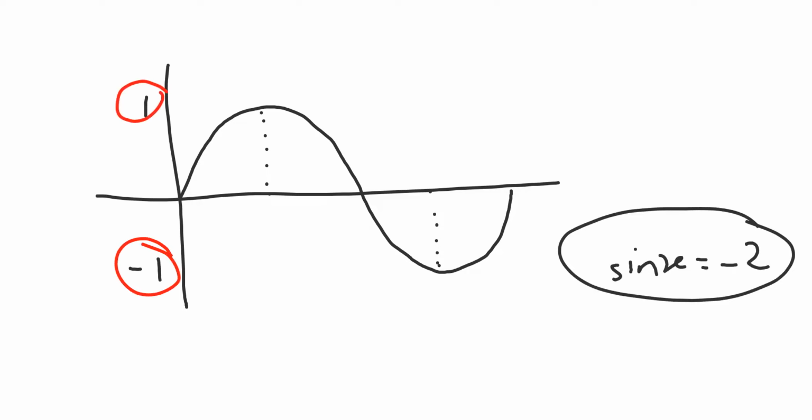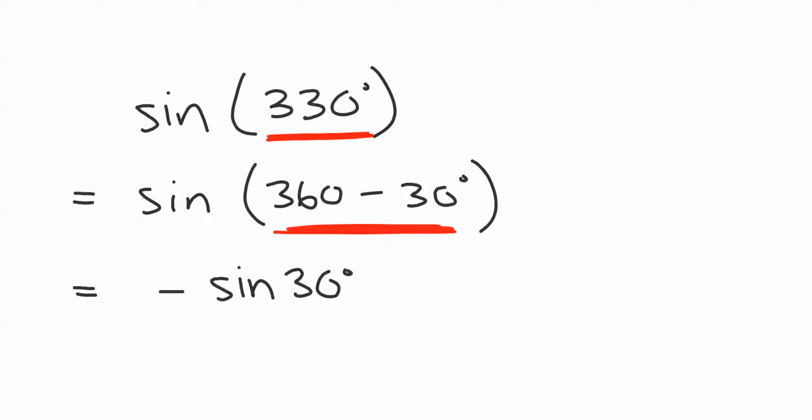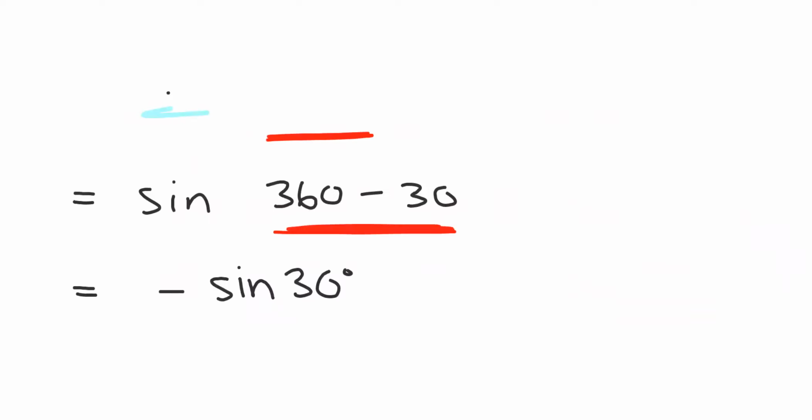Okay, so you can see when sine x was equal to 2 over 3, we can find a solution for x there because 2 over 3 is in between 1 and negative 1. But negative 2 is not. Negative 2 is below somewhere here. And this graph doesn't get there. Okay, another way to think about it is like this. Let me just show you quickly. Let me erase this.